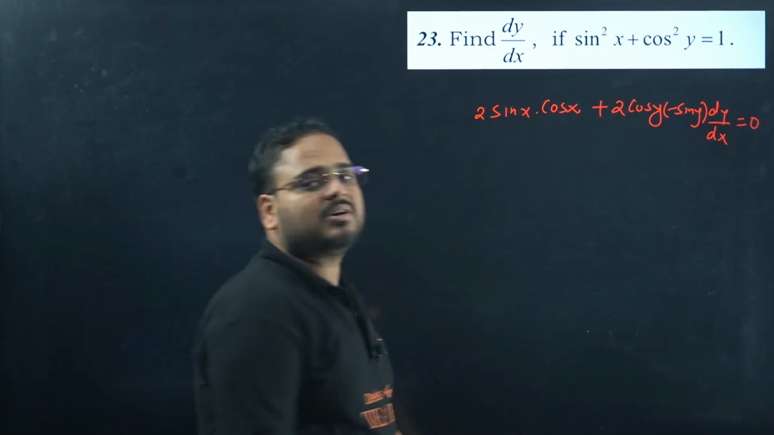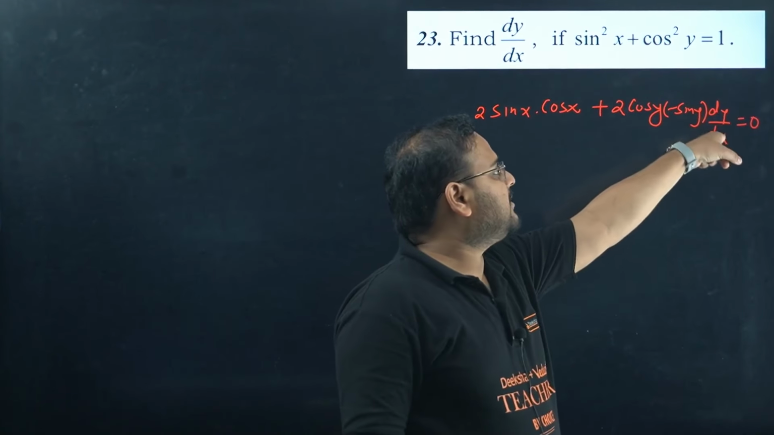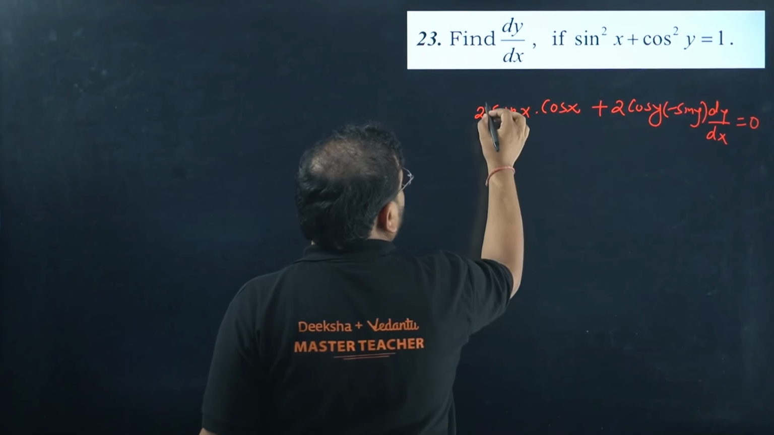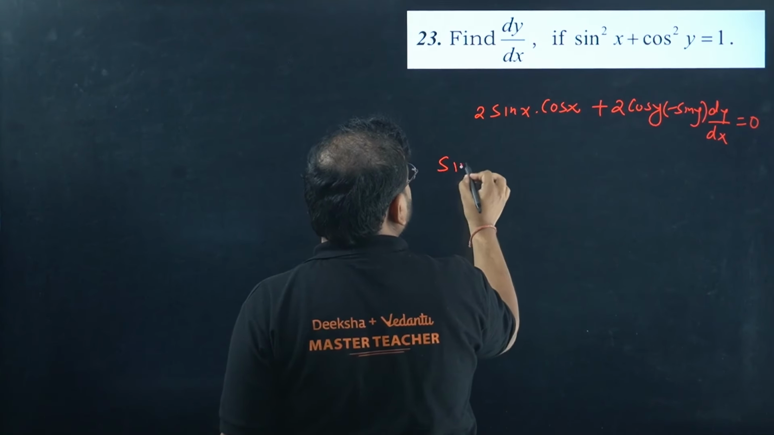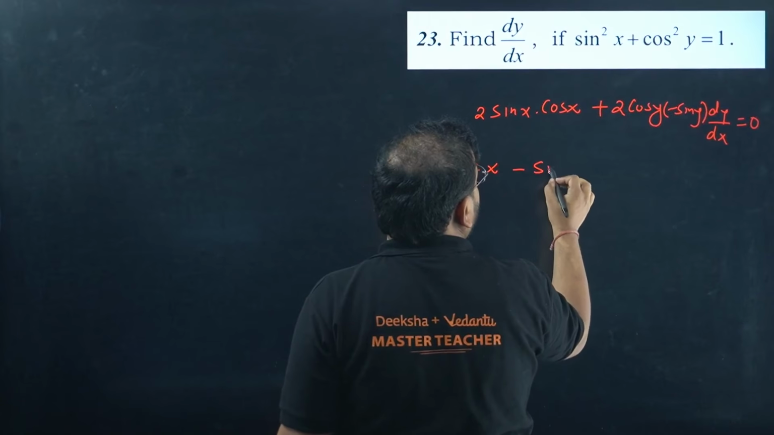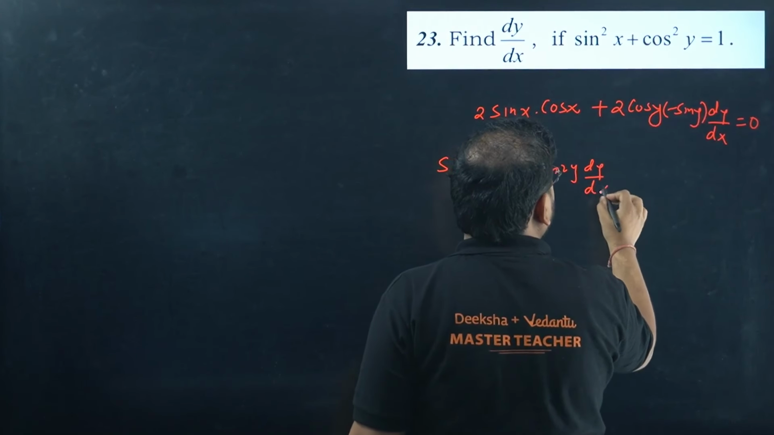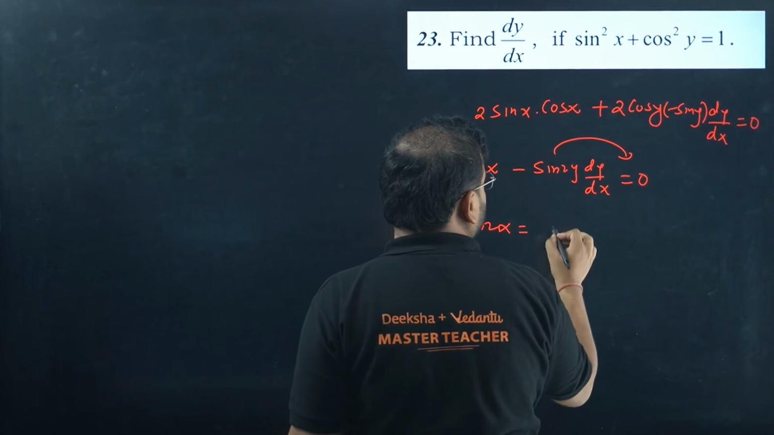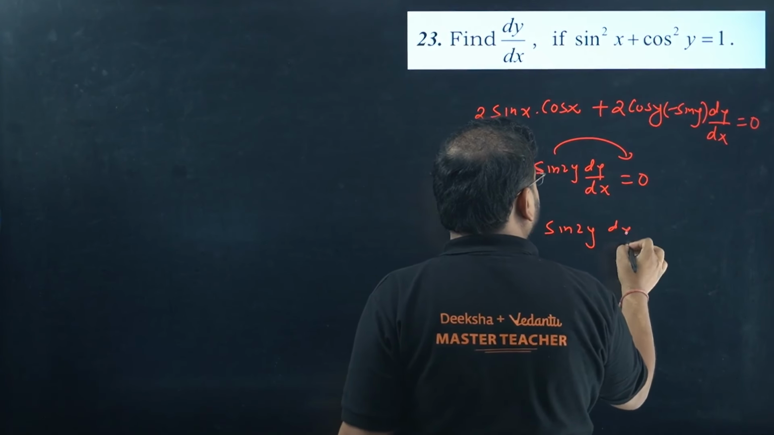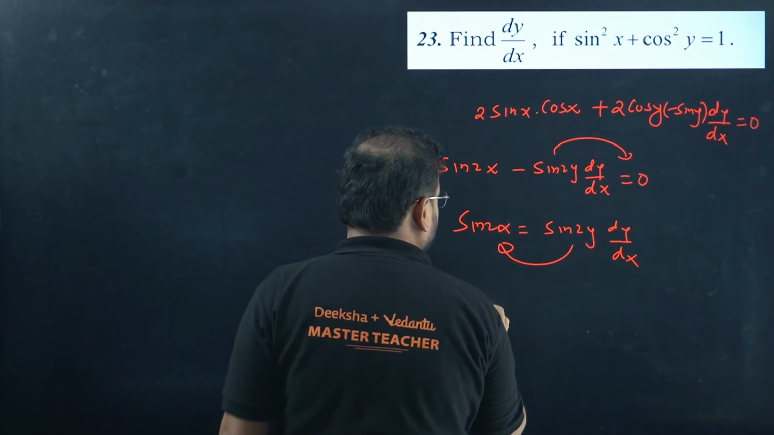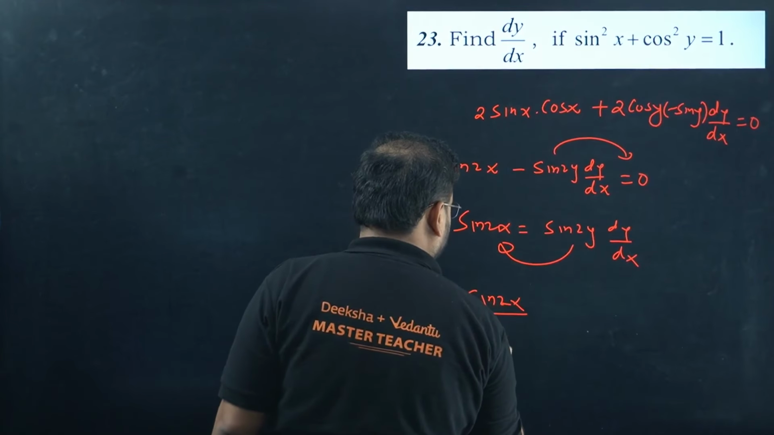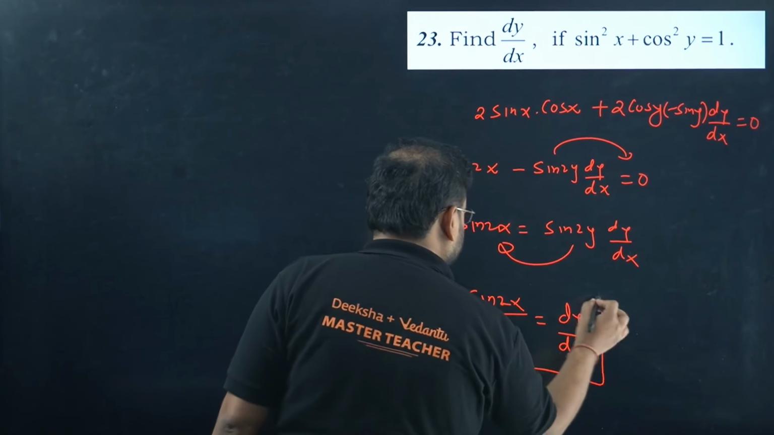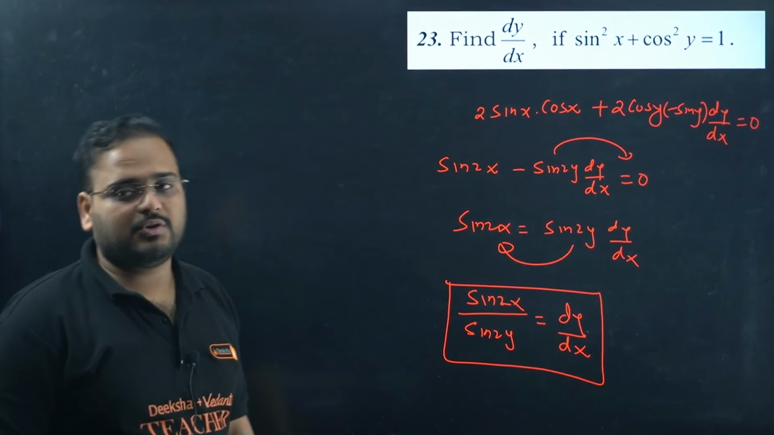Why dy by dx, sir? Because we have to do the chain rule, differentiate y also, so dy by dx and 1 will be 0. Clear? Okay. So let's do one thing. This will become 2 sine x cos x, so sine 2x, the formula is there. It will be minus sine 2y dy by dx equals to 0. Bring on this side, I'll get sine 2x equals sine 2y dy by dx. Bring on this side, I get sine 2x upon sine 2y equals dy by dx. This is your answer.